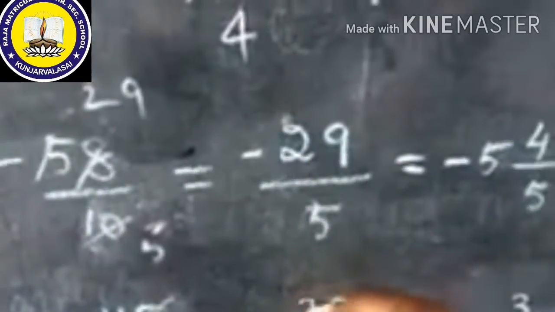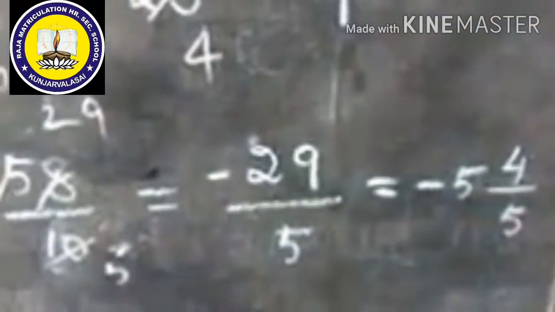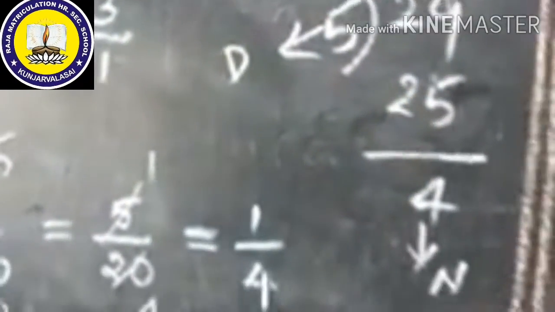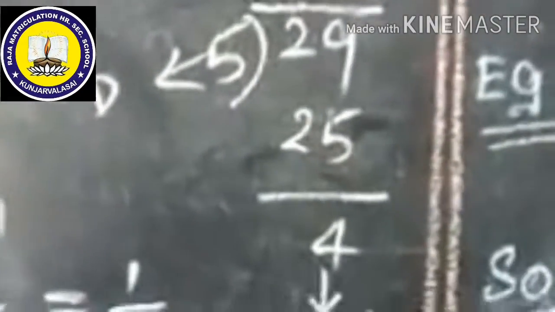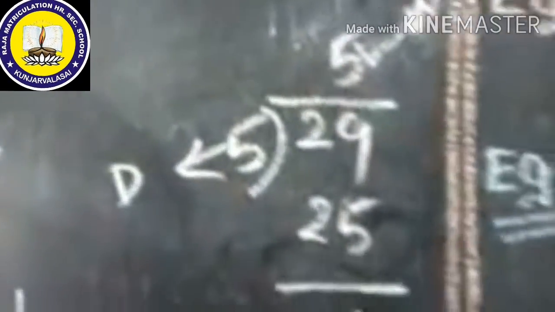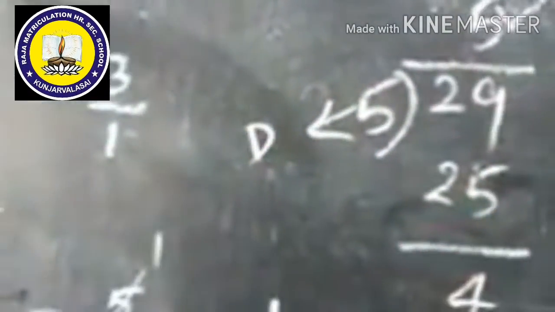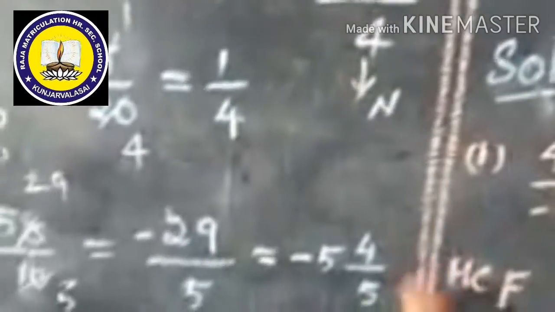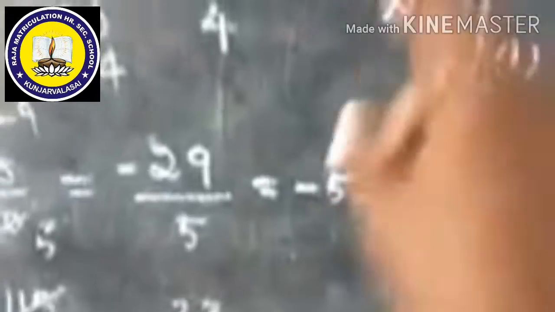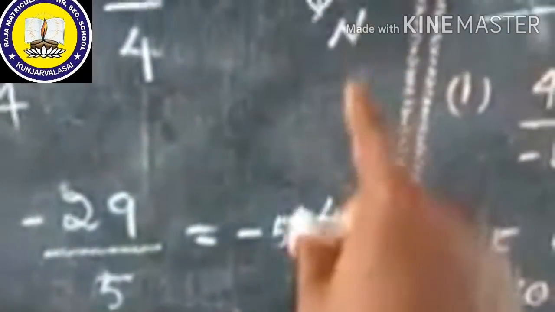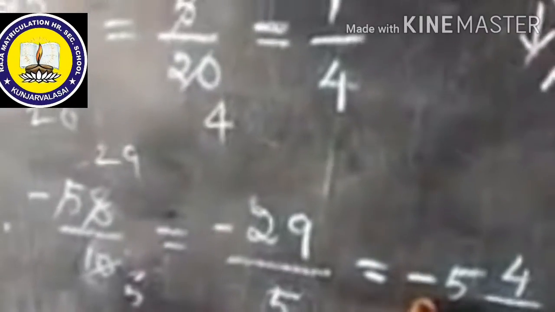This is a rational number, but we can change the rational number into a mixed fraction. How to change it? Here 29 goes inside and 5 goes to the divisor. How many 5s in 29? There are 5 5s are 25. The remaining part is 4. Then the quotient means the whole number, and 5, the divisor, is also converted as the denominator, and 4 is the numerator. In that case we write it as minus 5 4 by 5. Why are we writing the minus? The question is minus, so the answer must be in minus.